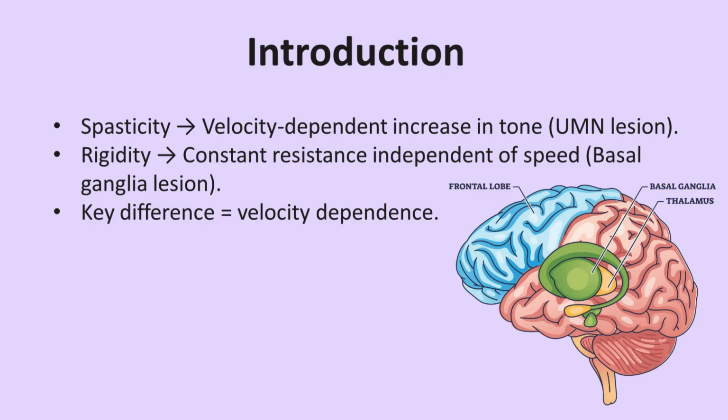This slide provides a clear distinction between spasticity and rigidity. Spasticity is characterized by velocity-dependent resistance to movement, often linked to issues in the upper motor neurons. On the other hand, rigidity is a constant resistance that doesn't change with movement speed, typically related to problems in the basal ganglia. Understanding this key difference in velocity dependence is crucial for diagnosing these neurological conditions.